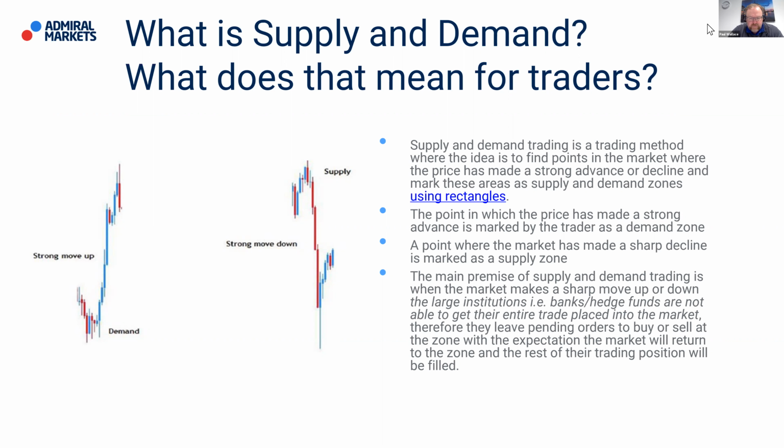The main premise of supply and demand trading is when the market makes a sharp move up or down, the large institutions, namely things like banks and hedge funds, are not able to get their entire trade placed into the market. Therefore, they leave pending orders to buy or sell at the zone, with the expectation the market will return to the zone and the rest of their trading position will be filled. We'll have a look at that in a little bit more detail over the next slide or two to help us understand the concept better.